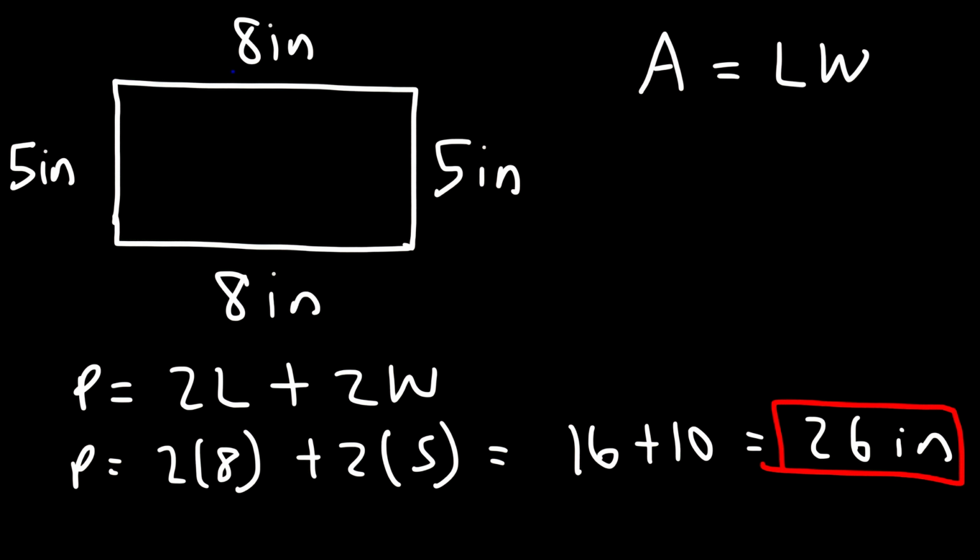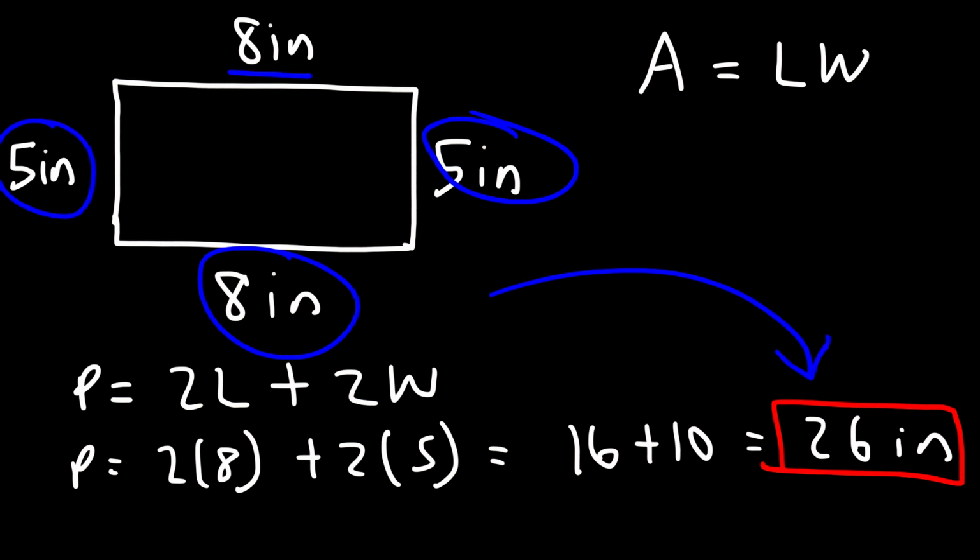So if you add up 8 inches plus 5 inches, that's going to be 13, plus another 8 inches, that's 21 inches, plus 5 again, you're going to get a total of 26 inches. And so the perimeter is simply the distance around a figure, whereas the area is basically the two-dimensional space inside of a figure. So keep that in mind.